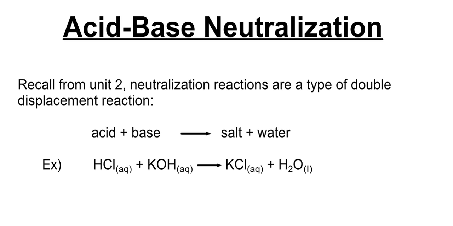So an acid-base neutralization. What I want you to do is remember back in Unit 2 we looked at double displacement reactions. And a neutralization is a type of double displacement reaction. So it's when you have an acid plus a base, and it always gives you an ionic salt or an ionic compound and water.